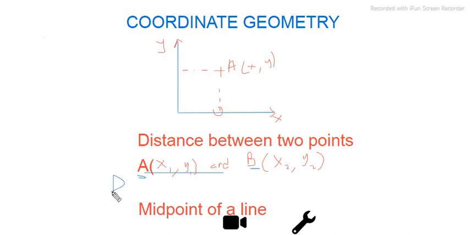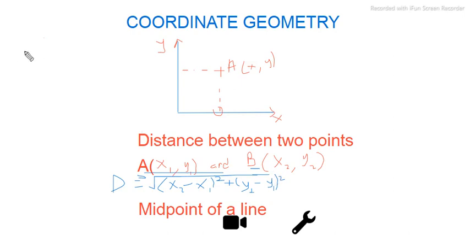So we calculate the distance. The distance between the 2 points will be equal to the square root of (x2 minus x1) all squared plus (y2 minus y1) all squared. So this is the formula for calculating the distance between 2 points in a Cartesian coordinate. Now let's take a question.